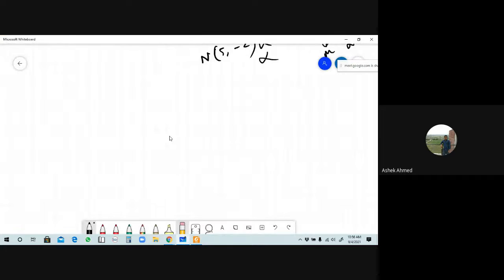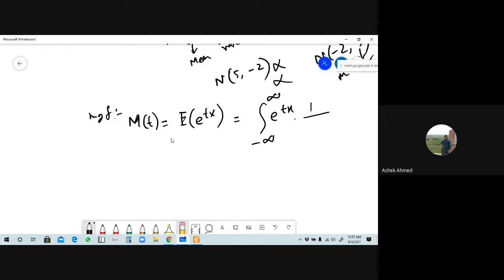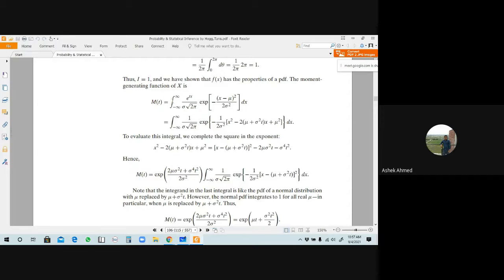So the MGF, the moment generating function of the normal distribution, is M of t. This is the expectation of e to the power t into capital X. That is the integration from minus infinity to plus infinity of e to the power tx into f of x, where f of x is 1 by root over 2 pi sigma square, e to the power minus x minus mu whole square divided by 2 sigma square, into dx.